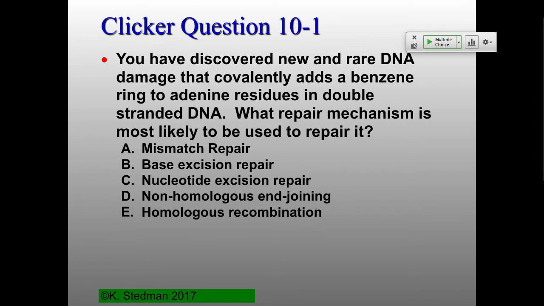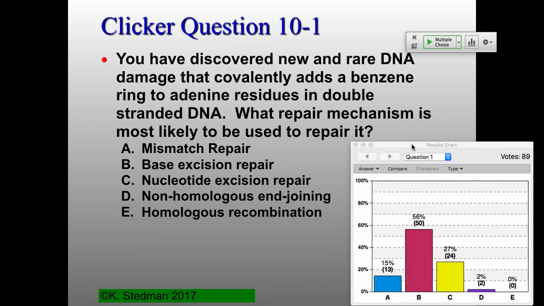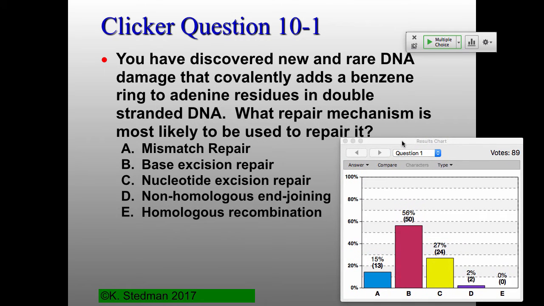So let's see what we think. A bit of a difference of opinion here. We seem to have basically three options. Nobody liked non-homologous end joining or homologous recombination, which is good because it has nothing to do with double-stranded breaks, which is what we'll be talking about for most of the rest of today. Then we've got mismatch repair, base excision repair, nucleotide excision repair. So three different mechanisms for dealing with things.